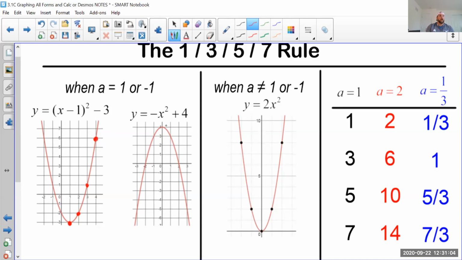Or if A is negative, once you find the vertex, we go over 1, down 1, over 1, down 3, over 1, down 5, and so on.